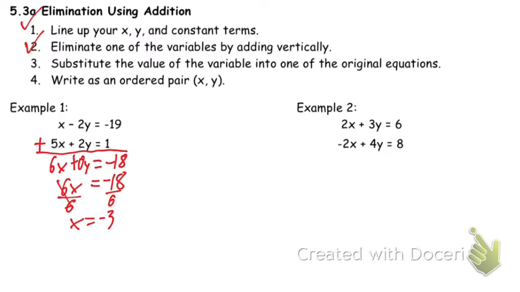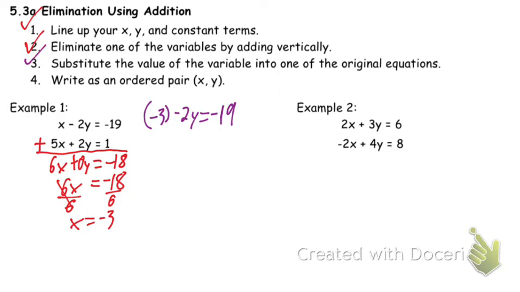So now, what we do from this point forward is the same as what we did in substitution. What did we do in substitution once we found one variable? Plug it in to either of the original two. Do you guys have a preference? The top one. Okay, top, sure. They're both about the same. So, negative 3 minus 2y equals negative 19. We're substituting it in.